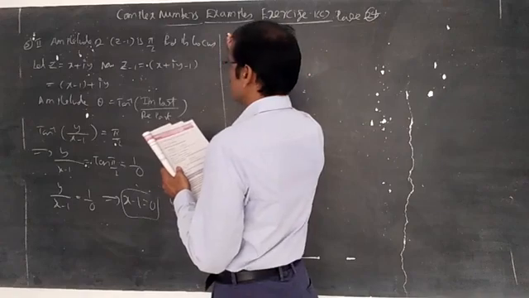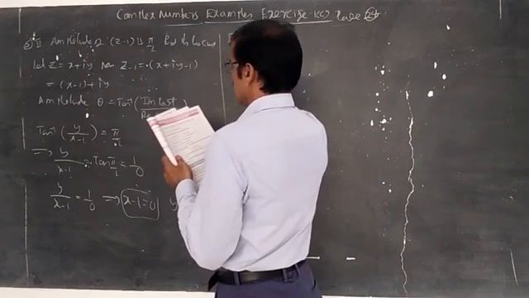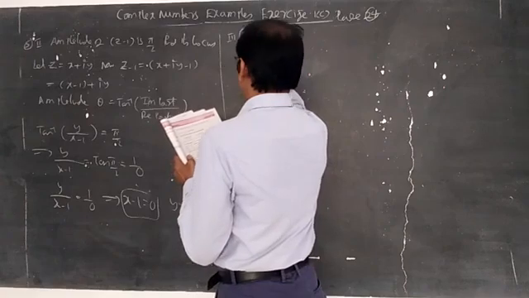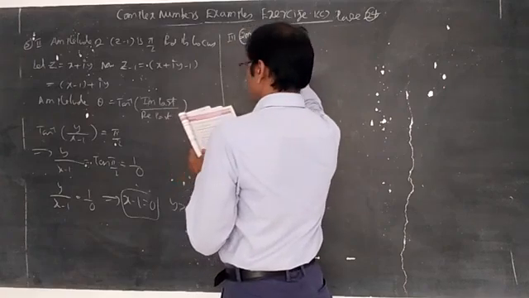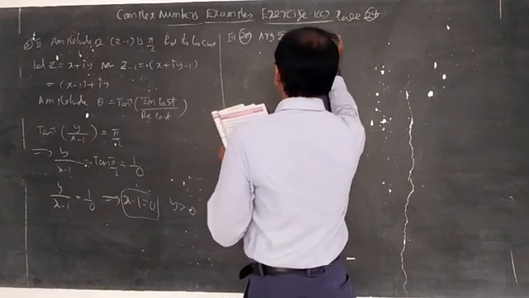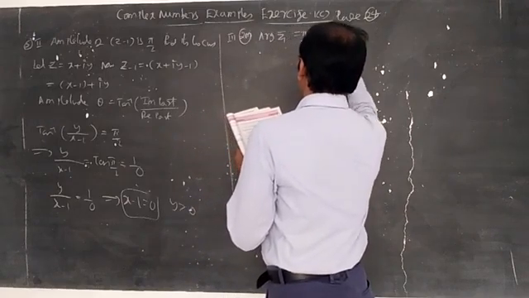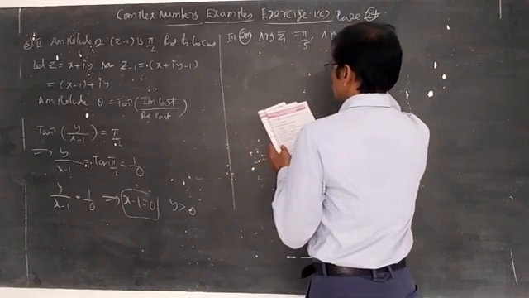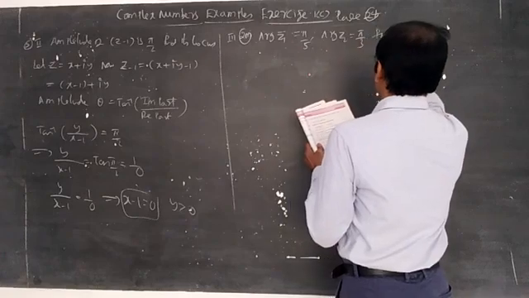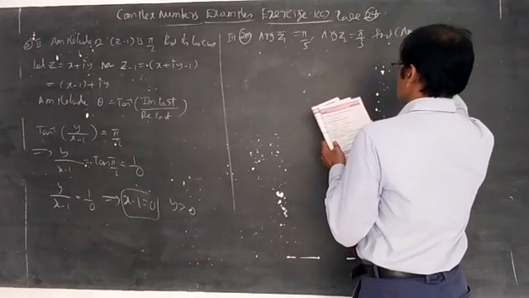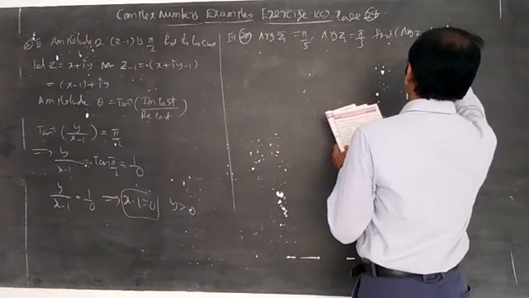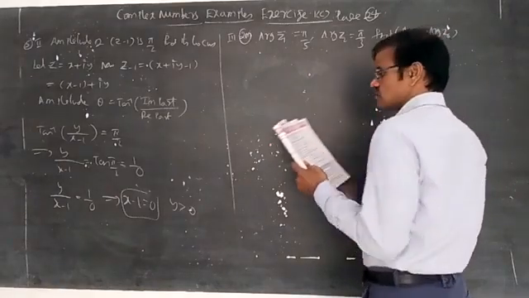Next, fifth, third question. It is important, 2 marks. Argument of z1 bar is equal to pi by 5, comma, argument of z2 is equal to pi by 3. Find argument z1 plus argument z2.